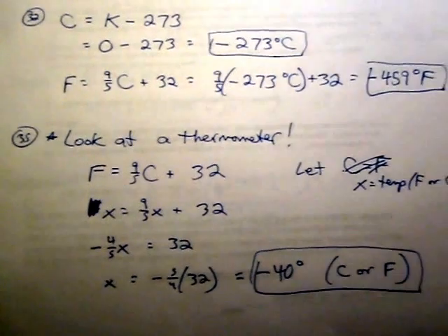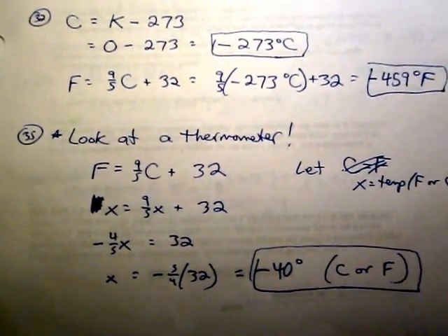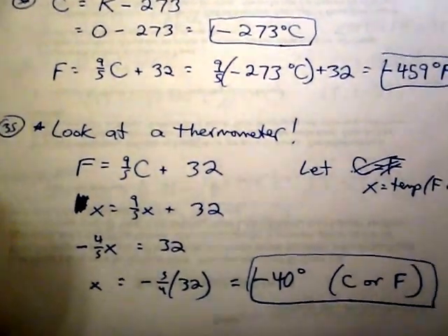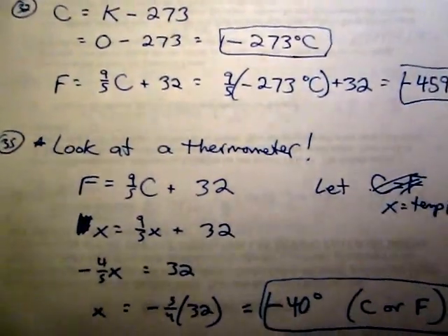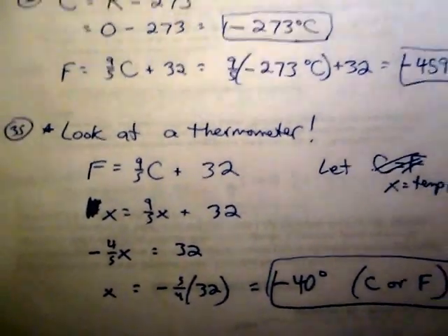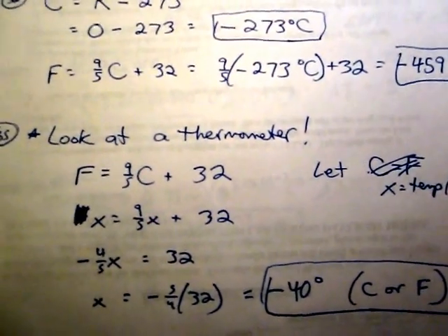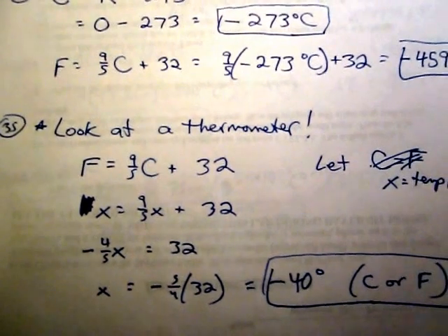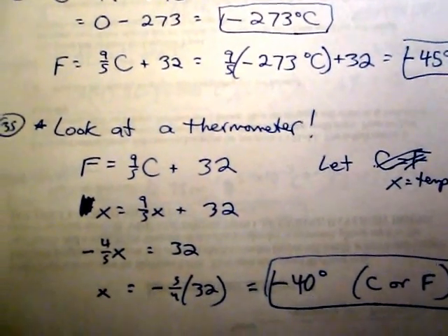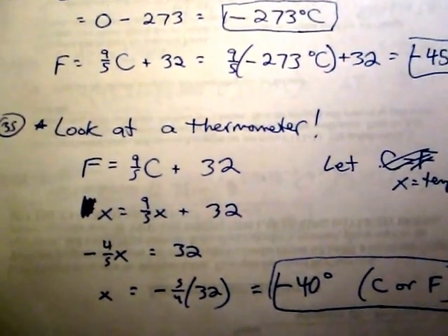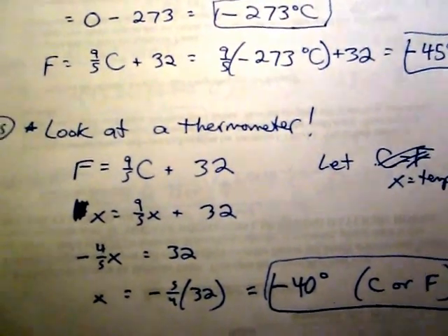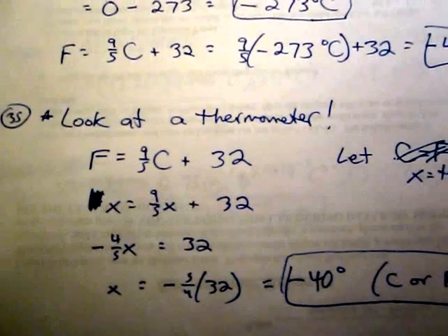For number 35, the question is, what temperature is both the same in Fahrenheit and Celsius? The first thing that would be good to do, if you have a thermometer handy, or maybe you can look on the internet for an image of a thermometer, is look at both the scales and see where they both say the same thing. If you do that, you'll see it's about negative 40 degrees Celsius. But now let's do some math.